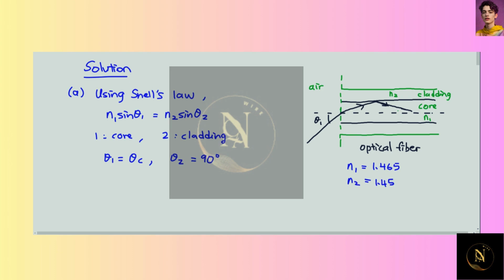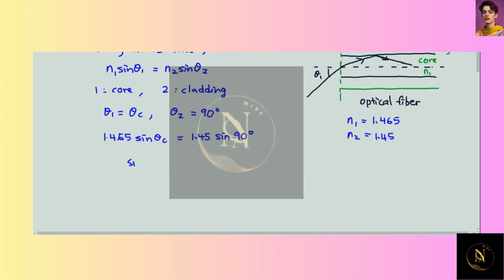Substituting everything, we have 1.465 sine theta c equals 1.45 sine 90 degrees. So here we can calculate our critical angle: sine theta c is 1.45 divided by 1.465, so theta c is 81.8 degrees.